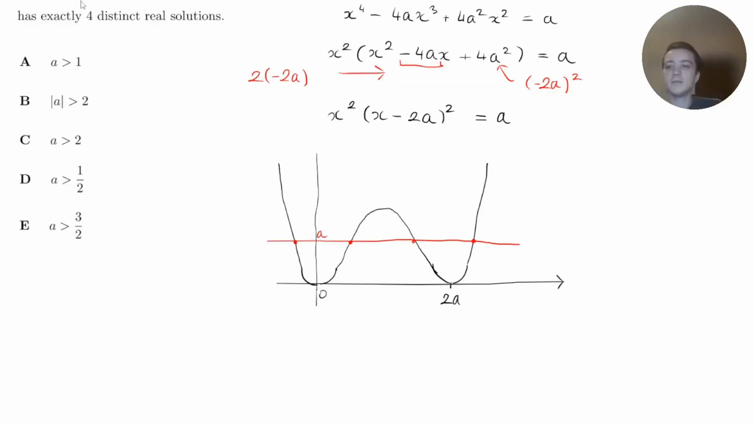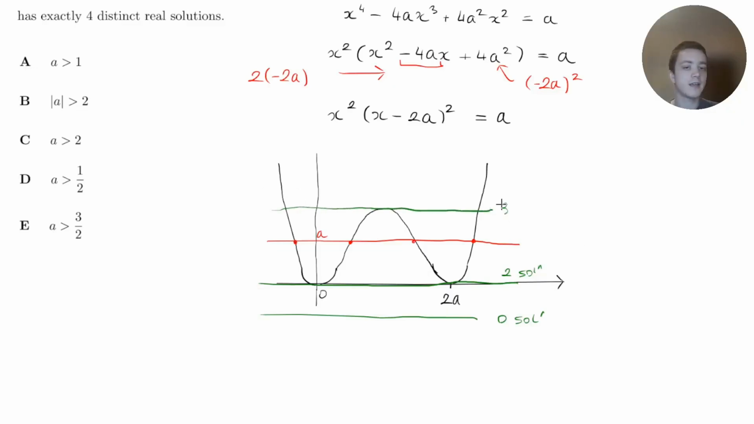Now, what you can kind of see is that, well, firstly, anything at 0 or below doesn't work. So here we have 2 solutions, here we have 0 solutions. And also anything at or above the turning point won't work either. So at a height which is the same as the turning point, we're going to get 3 distinct solutions.